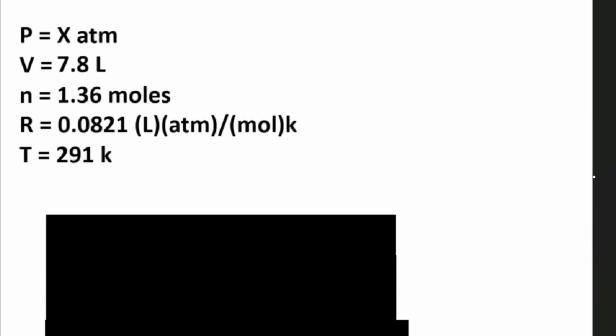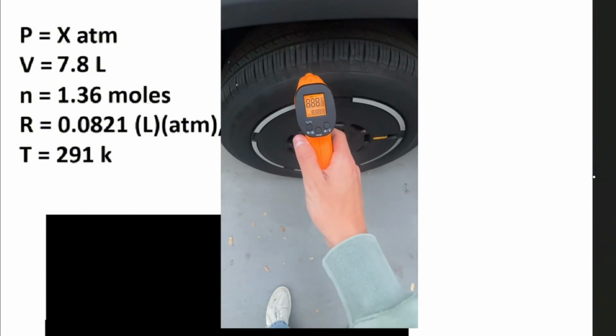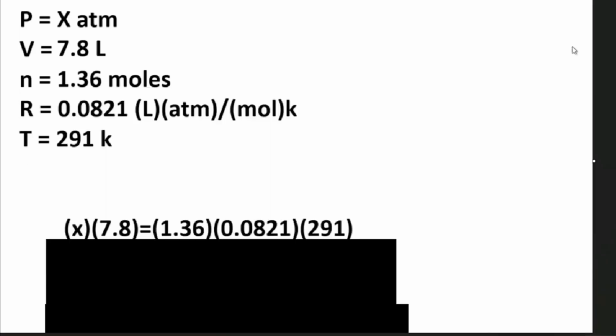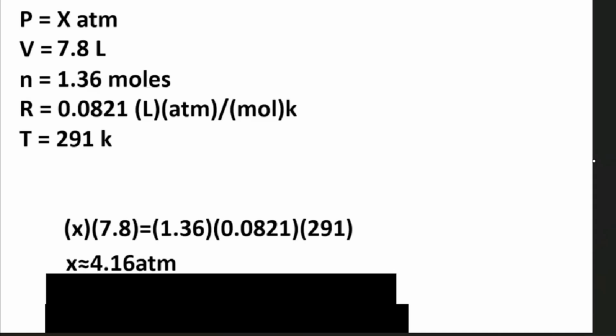And lastly, T equals 291 Kelvin. Here's us measuring it, and here's the conversion from Fahrenheit to Kelvin. Now we have to do the formula to find X, and X is equal to 4.16 ATM.